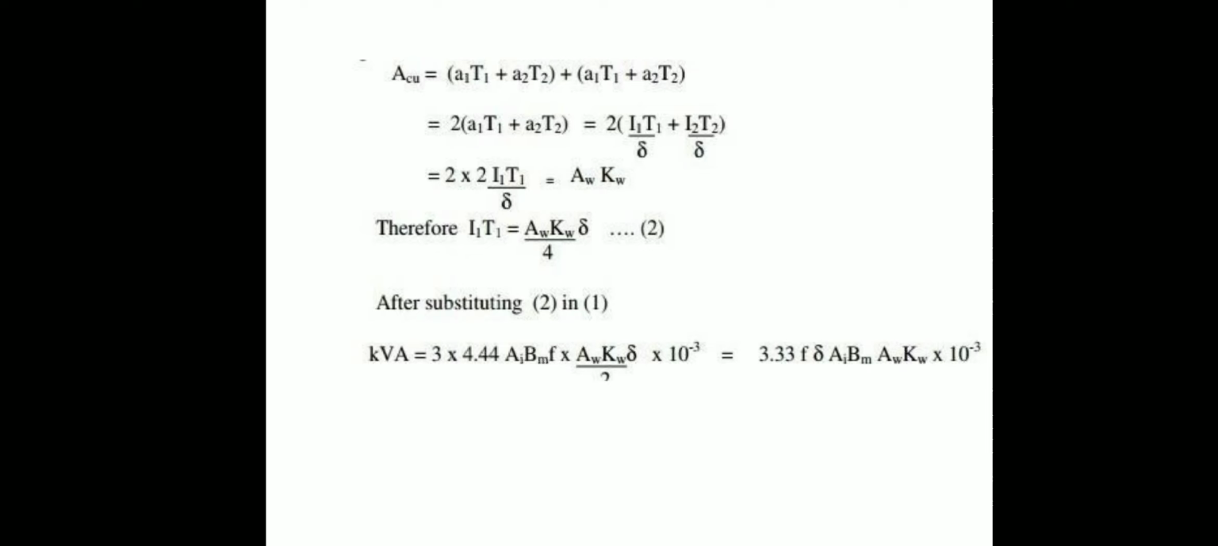Call it equation number 2. Now do the same process as before. After substituting 2 in 1, the kVA will become kVA is equal to thrice of 4.44 AIBM F into AW KW delta into 10 to the power minus 3 on 2, which is equal to 3.33 F delta AIBM AW KW into 10 to the power minus 3.